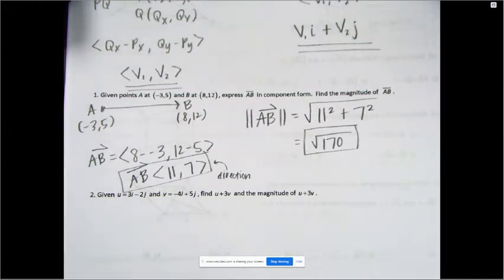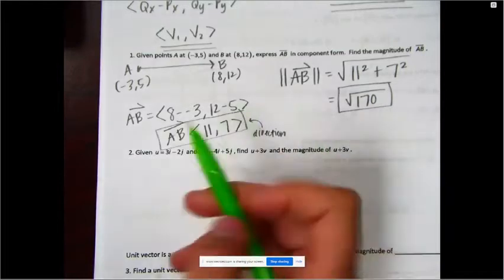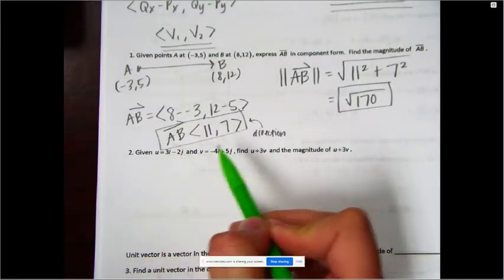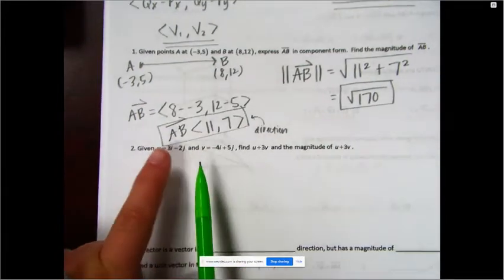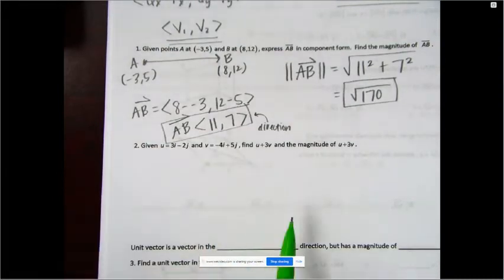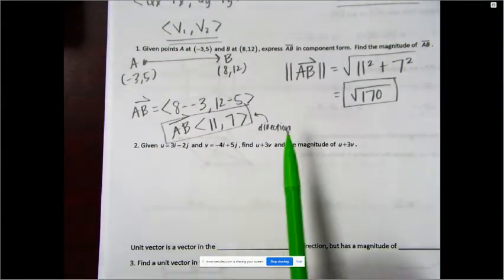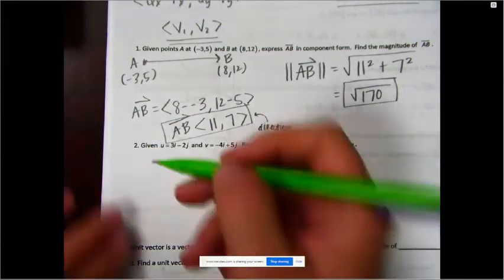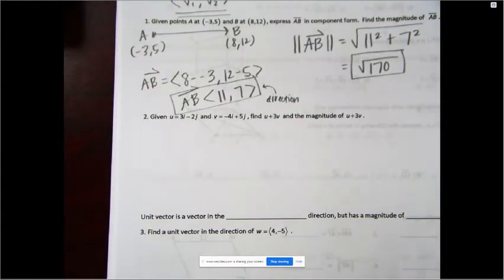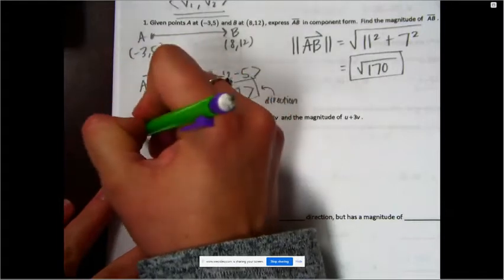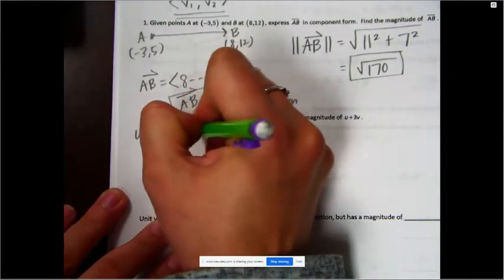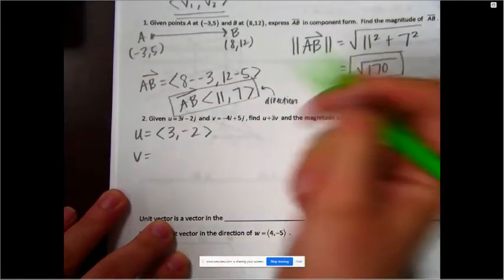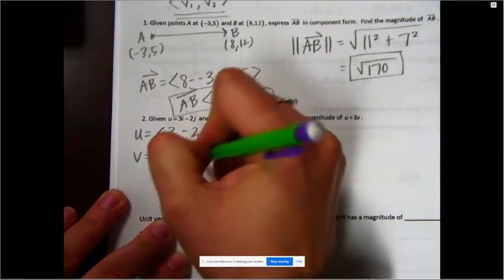Okay, let's look at one in linear combination. So I have u is 3i minus 2j, v is -4i plus 5j. Since these are in linear combination form, I know that u and v are our vectors. They are not points, they are vectors. I want to find u plus 3v. Whenever I see linear combination form, it's easier to do the algebra if you switch it back into the component form. So for u, that's going to be 3, -2. And v is going to be -4, 5.